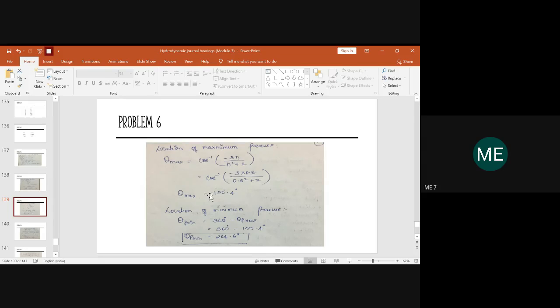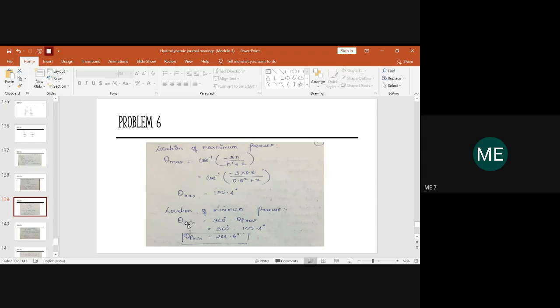Once you get theta max as 155.4 degree, then you need to determine the minimum pressure. I showed you the diagram for the nomenclature of the full journal bearing, where you will have an inclination from 0 to pi. So this part will be 0 to pi and the other part will be 0 to pi. In total we will have 360 degree as it is a circumference, and hence theta minimum, if you want to find out, we subtract the theta maximum value from 360 degree. So this is theta minimum.